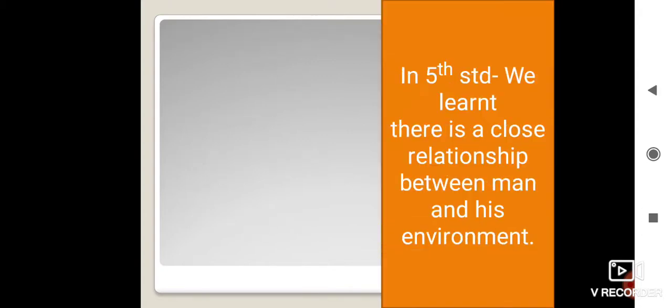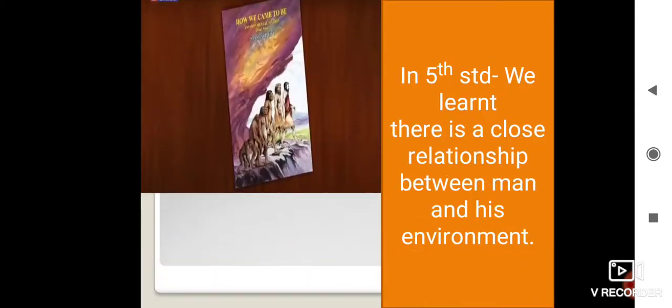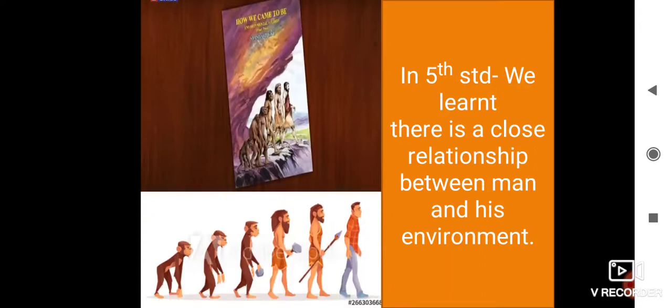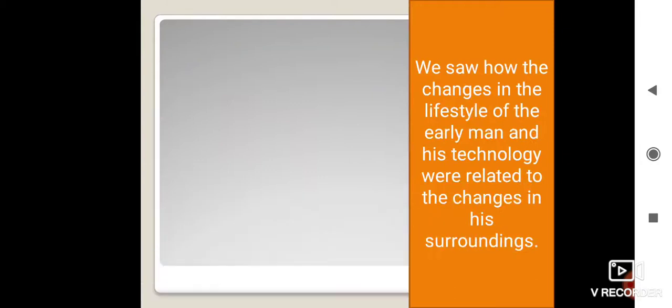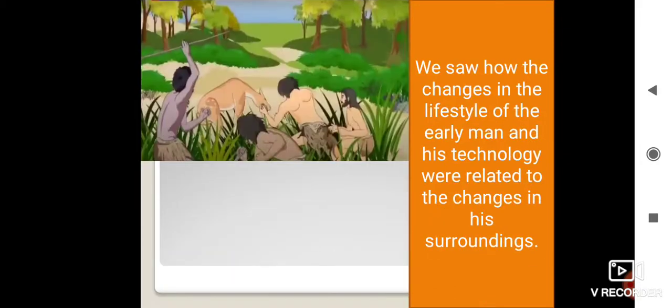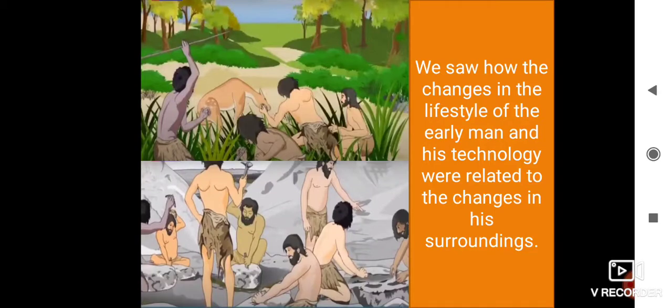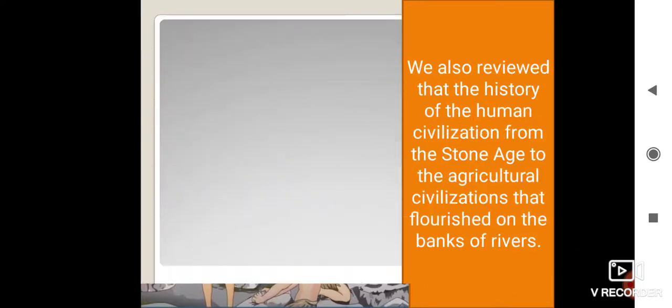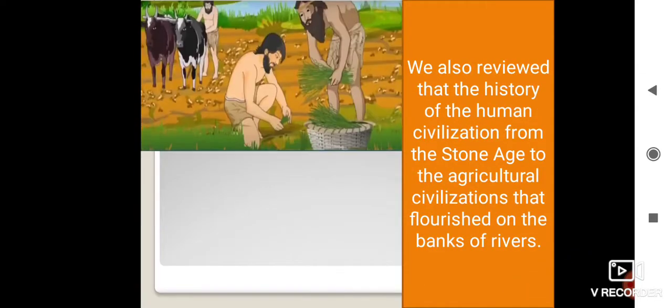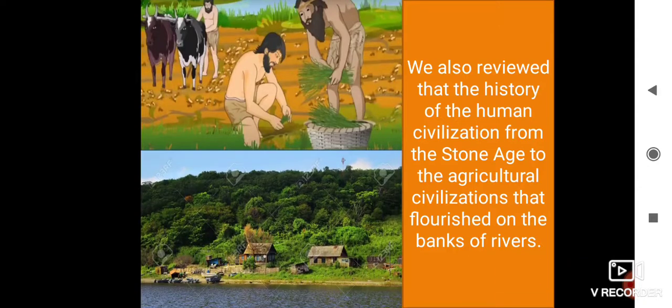Dear students, in the 5th standard, we saw at some length that there is a close relationship between man and his environment. We saw how the changes in the lifestyle of the early man and his technology were related to the changes in his surroundings. We also reviewed that the history of the human civilization from the Stone Age to the agricultural civilizations that flourished on the banks of rivers.